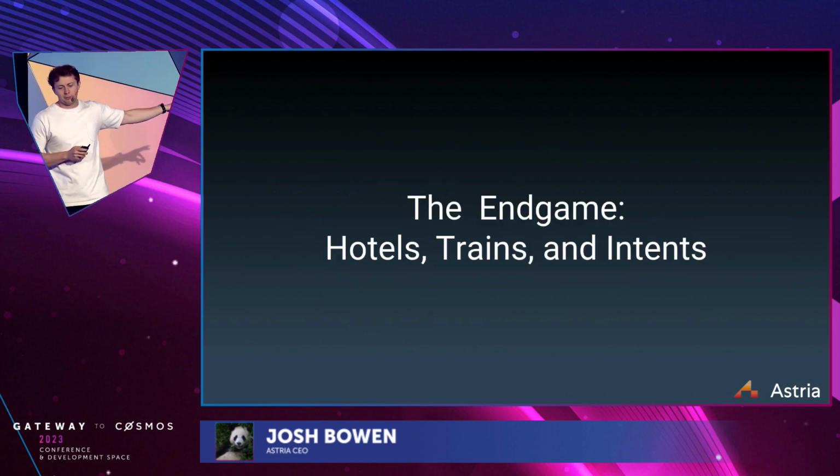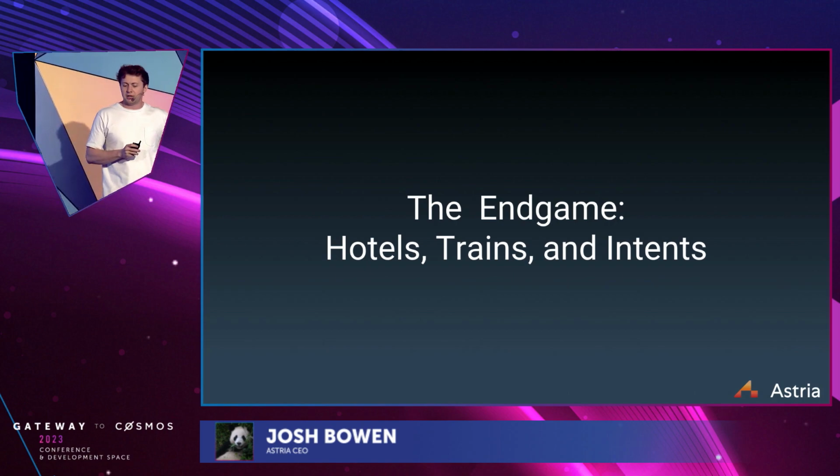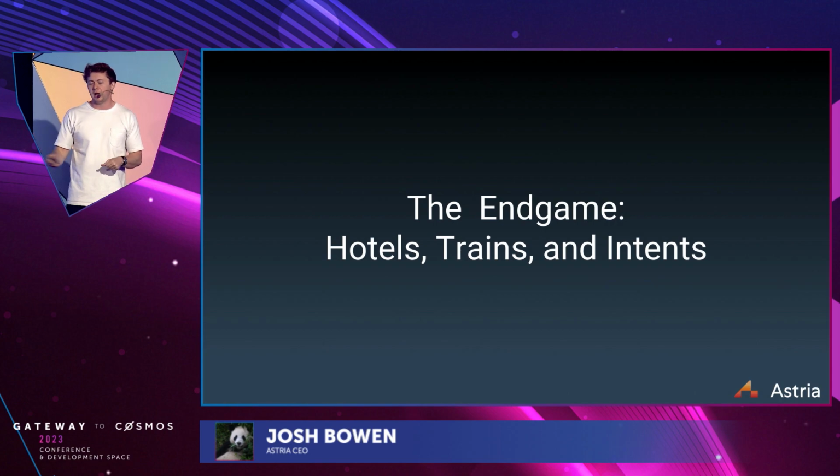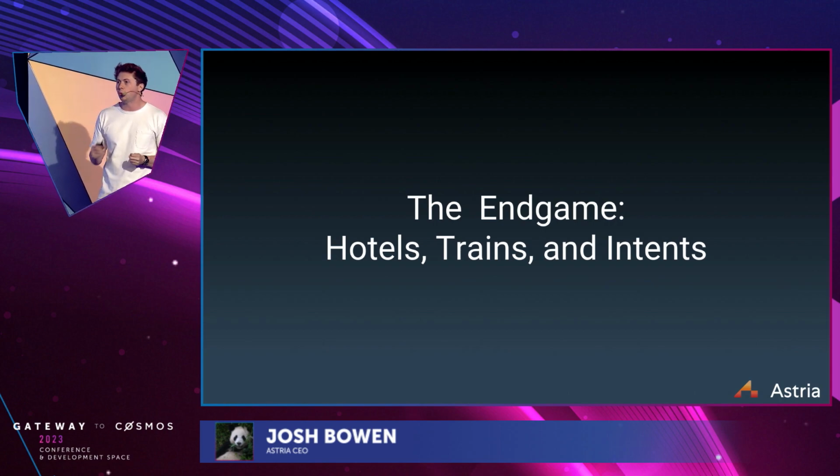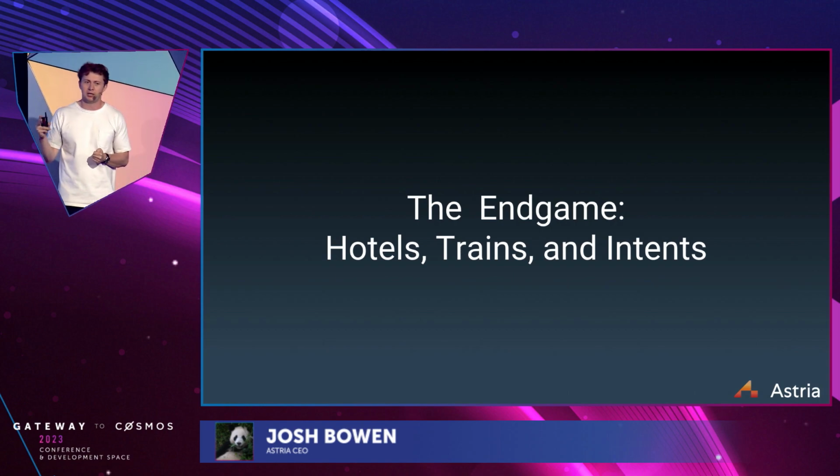And so this goes into what I'm going to argue is the end game. And this is going to be hotels, trains, and intents. This is a reference to the hotel and train problem. The hotel and train problem is the idea that you want to go to a city. You need to book a hotel in that city, and you also need to book a train ticket to that city.